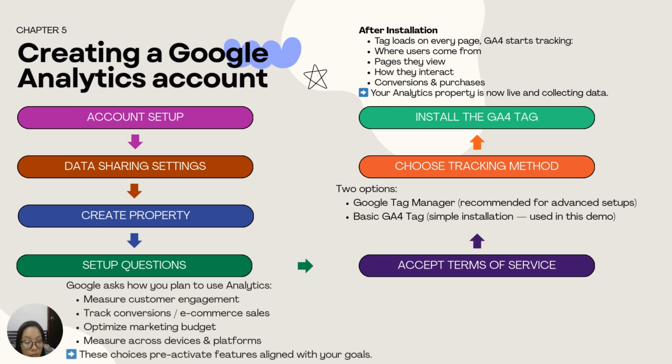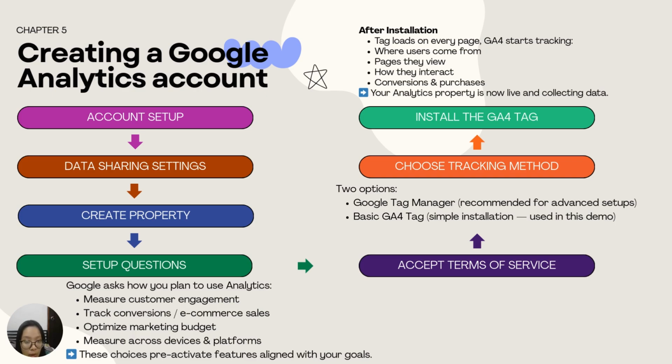Now comes a very important part. Google will ask you how you intend to use its analytics tools. So this question might include things like, do you want to measure your customer engagement, or do you want to measure conversions or e-commerce sales, or do you want to optimize your marketing budget? Do you want to measure across multiple devices or platforms? There's a lot. So these choices will help Google pre-activate features that align with your goals.